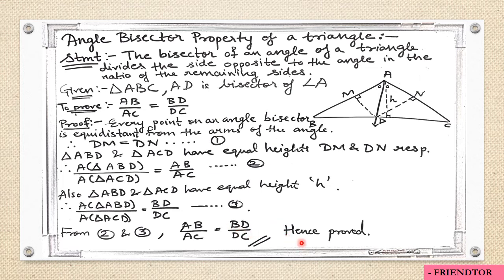It was that simple. Okay, we are considering the same set of triangles in two different ways. In one, where DM and DN are heights, we take the corresponding bases, and in the second, h is the height and we take the corresponding bases, and they match. And the key is the first property, that is every point on an angle bisector is equidistant from the arms of the angle. This property is the key part, which helps us to say that DM and DN are of equal length. Okay, so the proof is done.